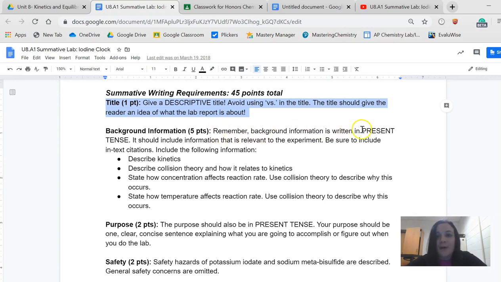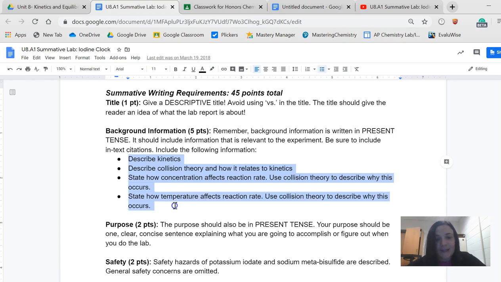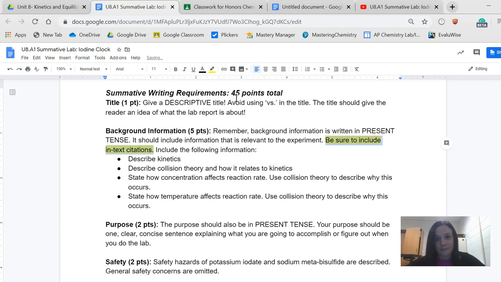Background information. The background is written in present tense. I know we haven't talked about kinetics or collision theory yet, so you're going to have to do a little bit of research. The first thing you need in your background paragraph is to describe kinetics, describe collision theory, tell me how it relates to kinetics, state how concentration affects reaction rate, and then use collision theory to describe why this occurs. And then state how temperature affects reaction rate, and again use collision theory to describe why this occurs. Remember, any time that you are researching information, you want to use in-text citations.